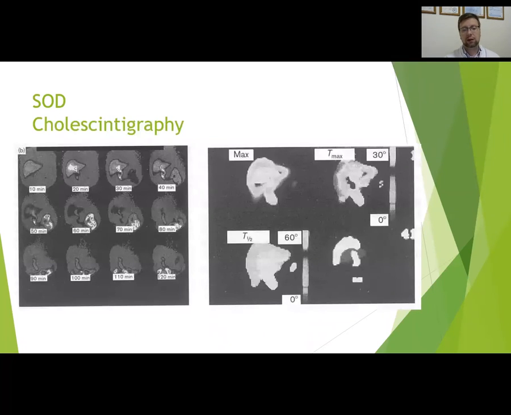Here on this slide, we can see an example of the cholescintigraphy, and here we can see background accumulation at 10 minutes in the liver. We can see the excretion of the radiopharmaceutical through the bile ducts directly to the duodenum. It's shown on this slide.